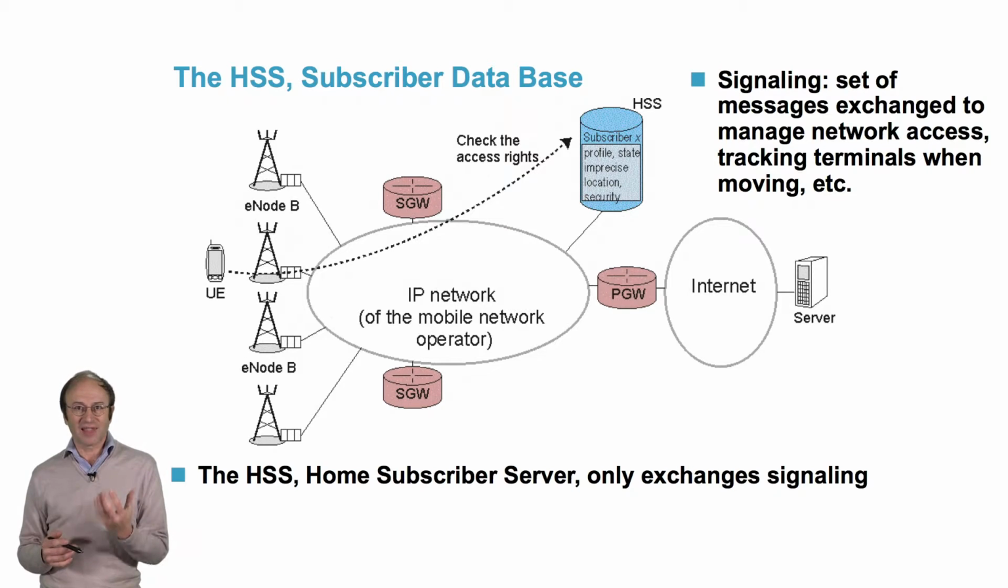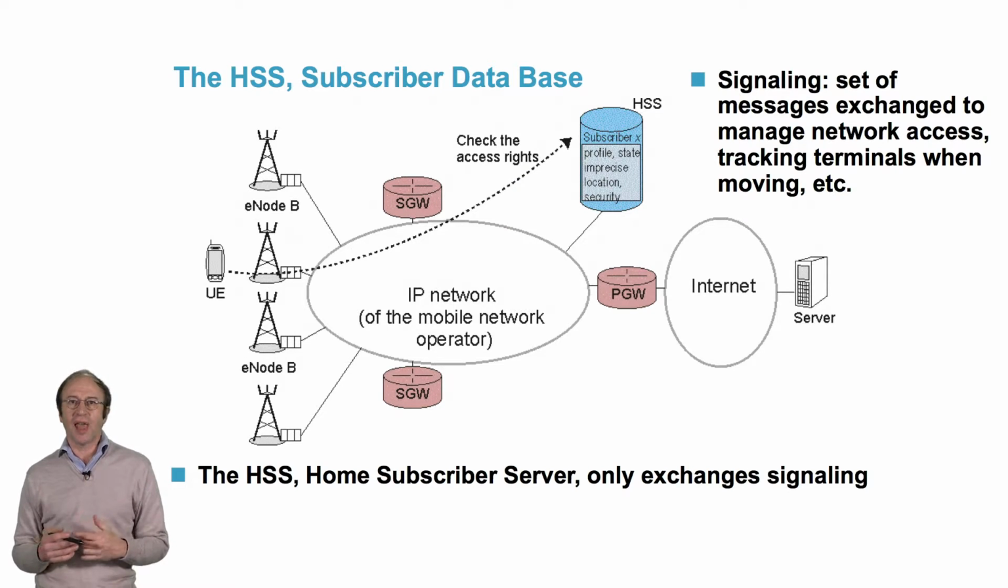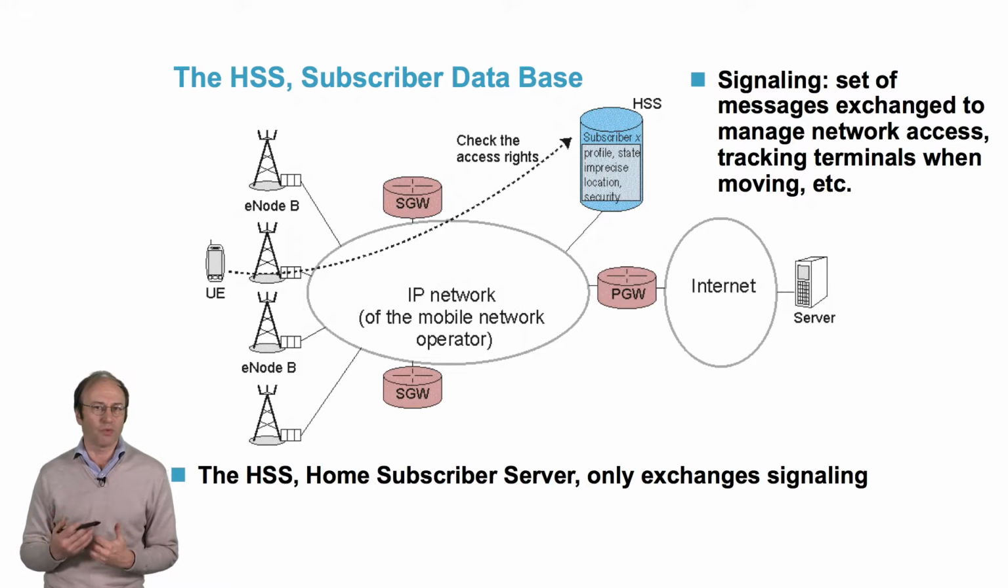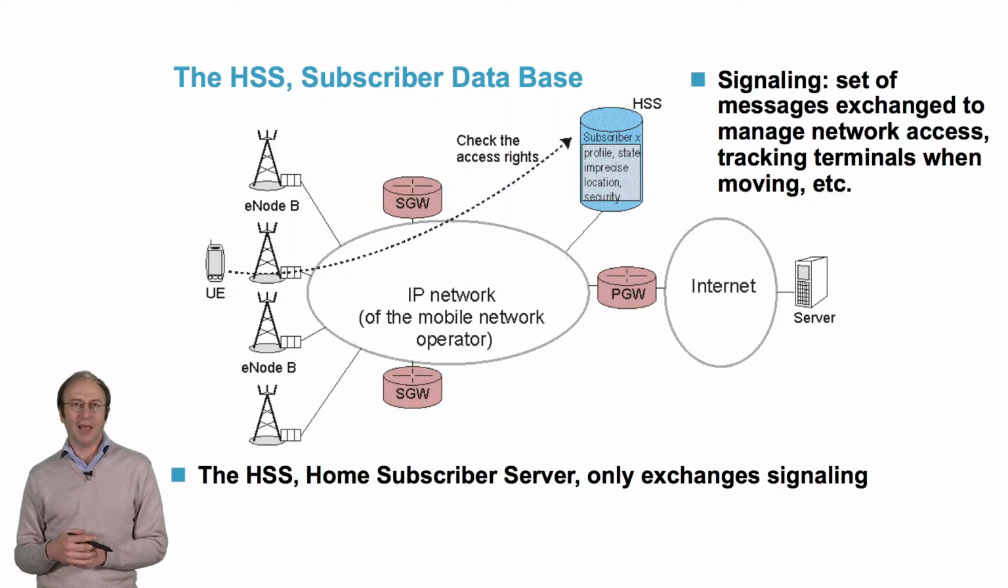Signaling is the set of messages exchanged to manage network access. Signaling does not contain user data. What I mean is, it's not the video stream or the content of a web page. It is control information that is useful for the operator. Signaling corresponds, for example, to access control, to the tracking of terminals when they move.